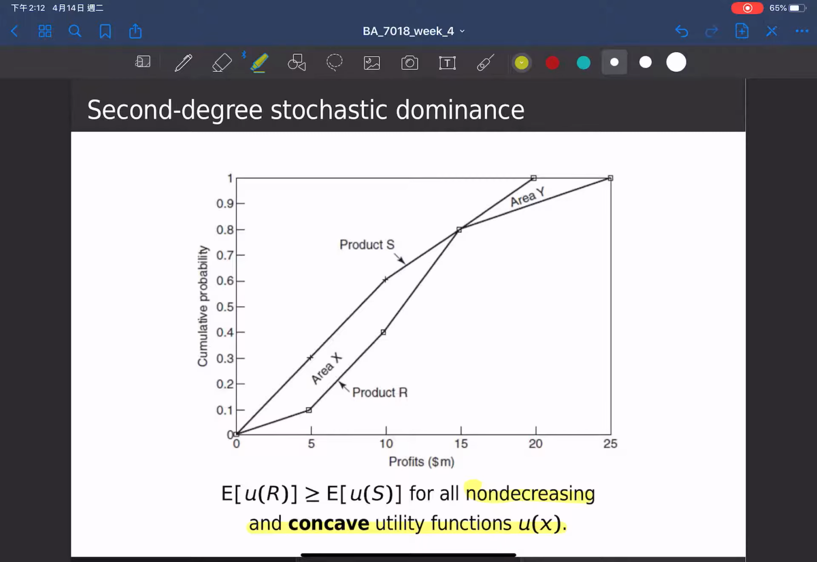Basically, there's only one more assumption you need. You assume that the utility function is concave. That means you assume this person is risk averse. No matter how risk averse this person is, as long as he's a little bit risk averse, okay? Then because the expected utility from product R is greater than or equal to the expected utility from product S, you can still convince this person that product R is better than product S. Do you understand the difference between first degree and second degree stochastic dominance? Any part that's not clear, I need to go through again. You can tell me.